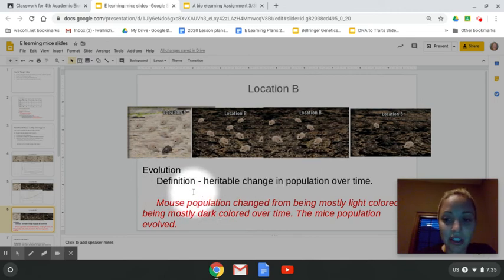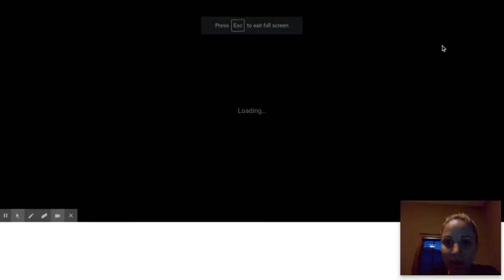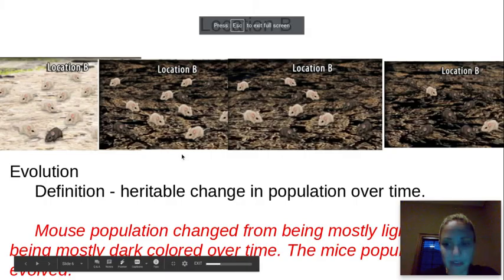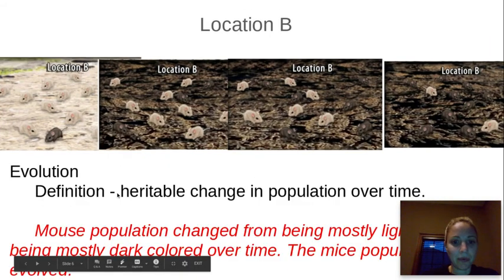So the definition of evolution, and this is one of the first things you want to write down, is heritable change in a population over time. So, actually, I can present this to make this a little bigger. Let me see if this looks any better for you. Oops, okay. There we go.